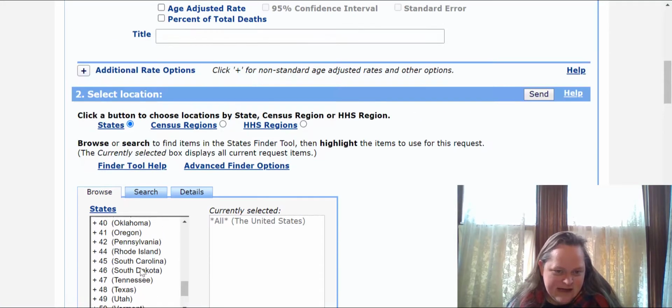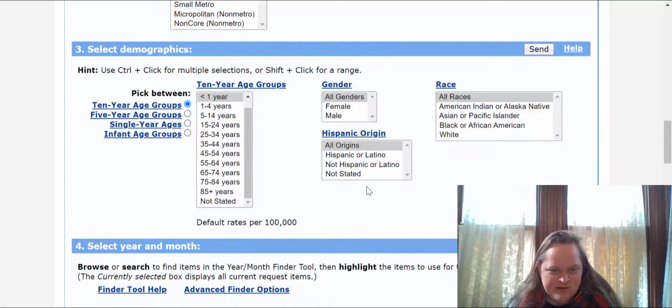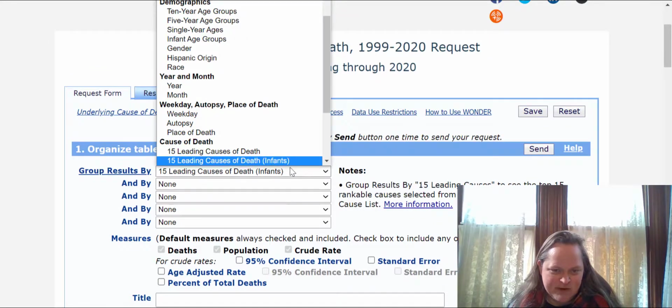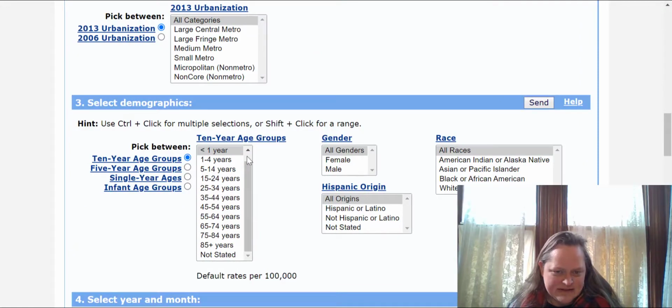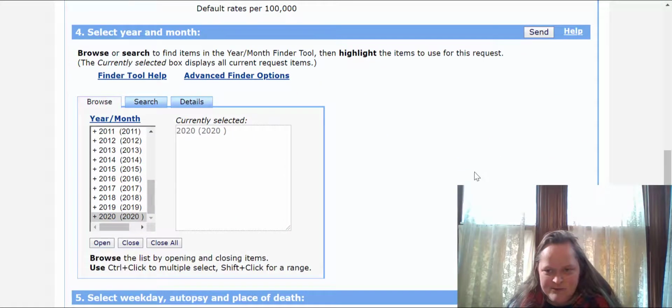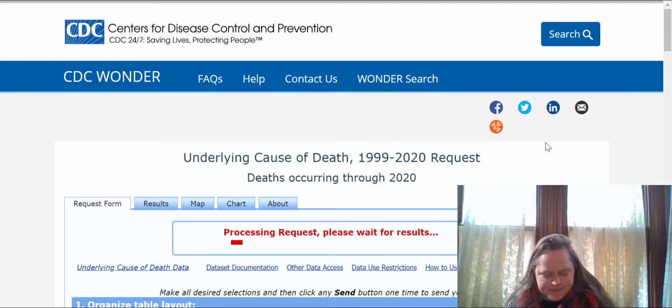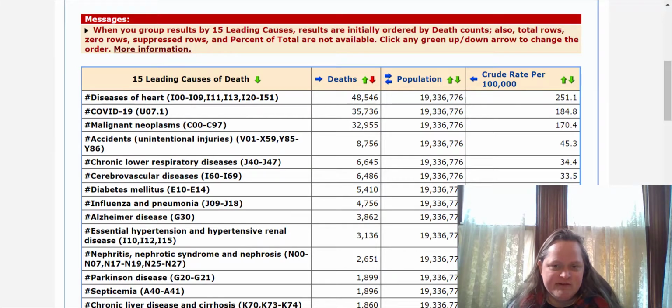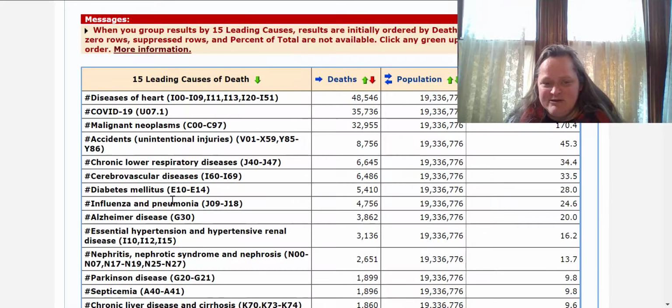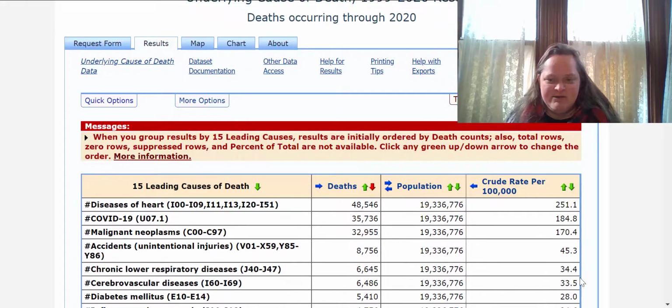If I was interested in what were the top causes of death in New York, let me get off of infants. I want to go back to adults, right? And let me go back to all ages. All ages in New York in 2020, top 15, since I'm in New York State. And I want to see what that looked like. And maybe I want to compare against different states. COVID was number 2 in New York because, of course, New York State, particularly because of New York City, was hard hit by COVID. So we see a 184.8 for our crude rate.